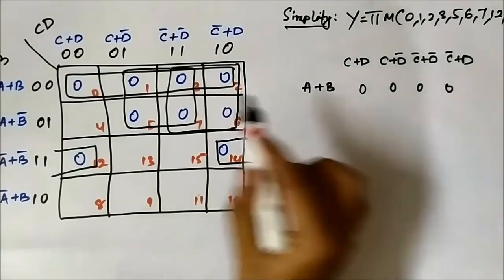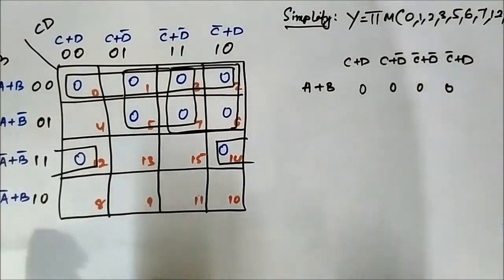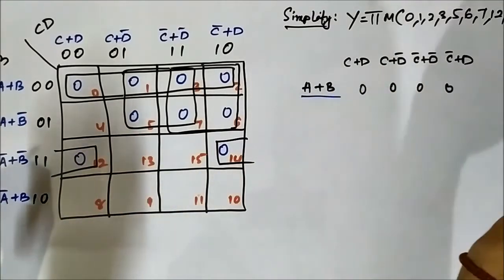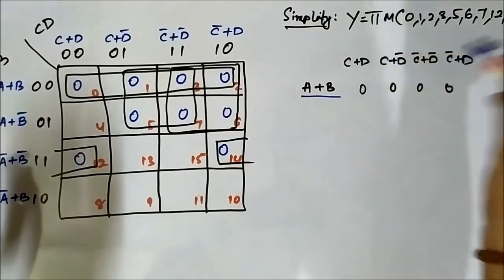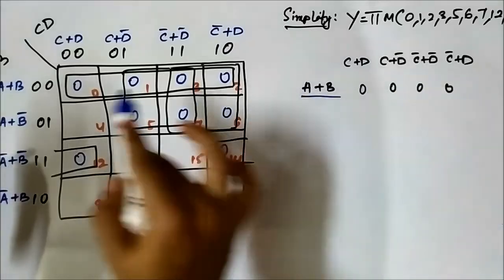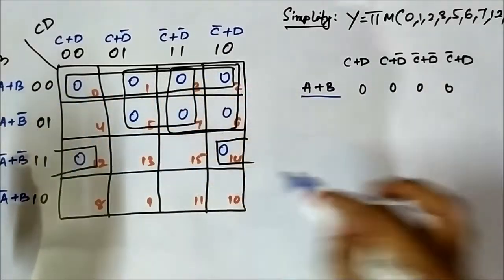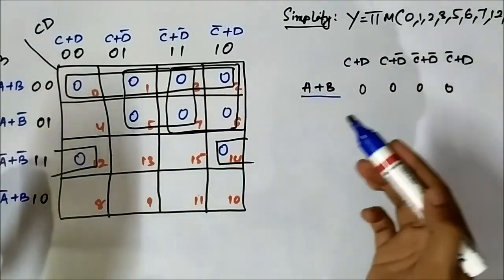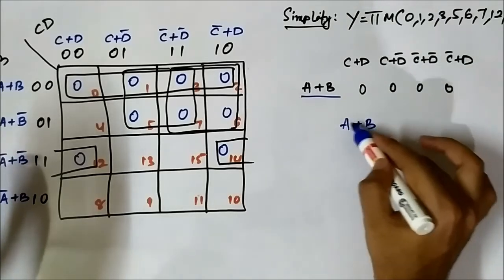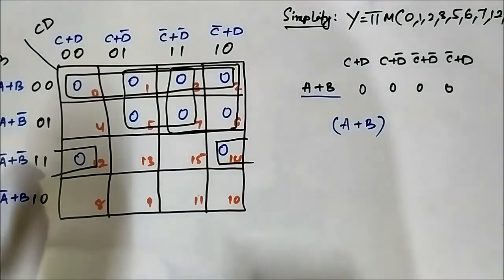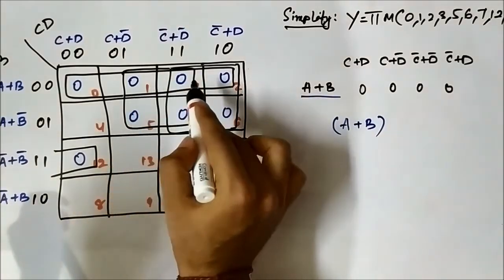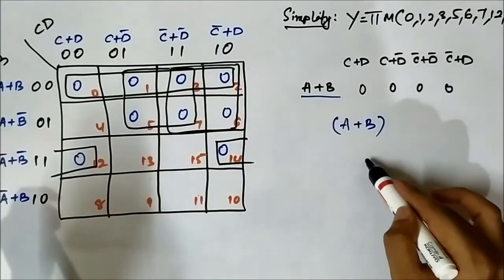So you can see the horizontal side has this common in all of the marked cells, whereas in the vertical side there is nothing common. No variable is common in all of the marked cells in this quad. So here it is A or B, which is common from this group.